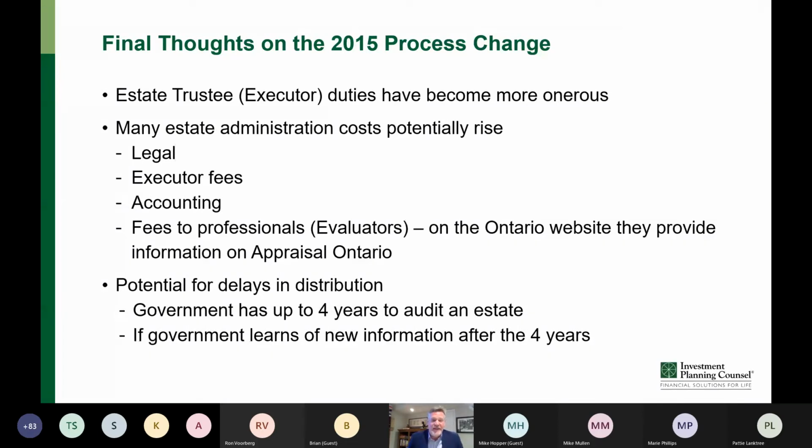And with that, the government does have 4 years to audit you as well. And if they learn of new information after the 4 years, currently, they could also come and approach the executor. If someone's bragging at the bar about how they bypassed the government in paying fees or taxes, they can actually come after you even after the 4 years right now. Unlike the federal government, they would not issue you a certificate saying all taxes have been paid. So keep that in mind.